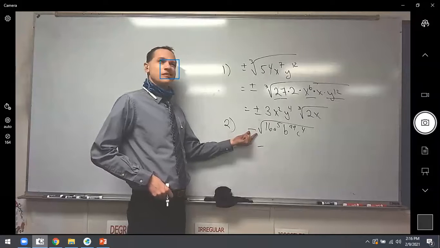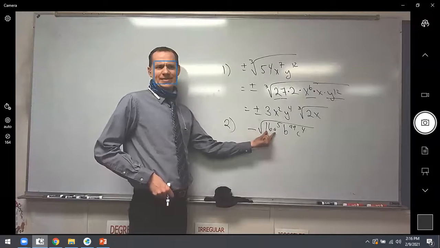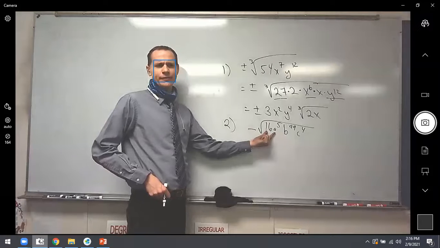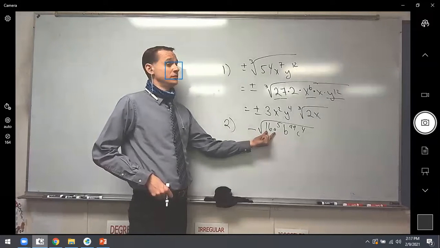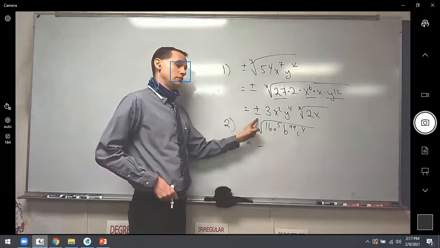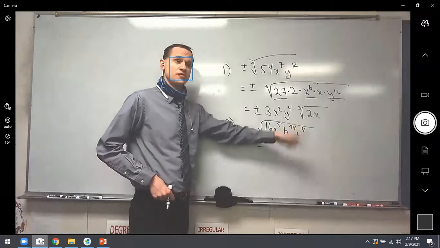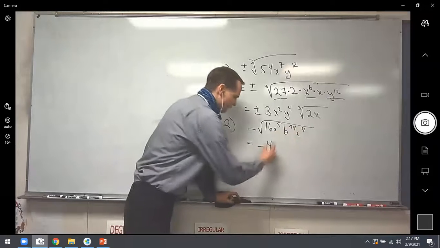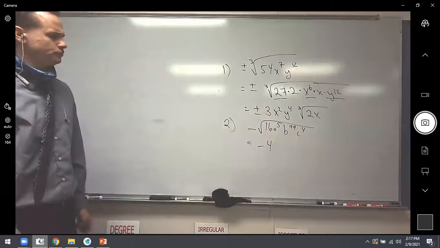All right, here we go. Negative, right off the bat. Square root of 16. That's something? Square root of 16 is not 2. It's 4, isn't it? Now, this is an even root, right? So I should be thinking about putting things in absolute values. Do you need to put 4 in absolute value? No, because 4 is already positive. So 4 from the 16.